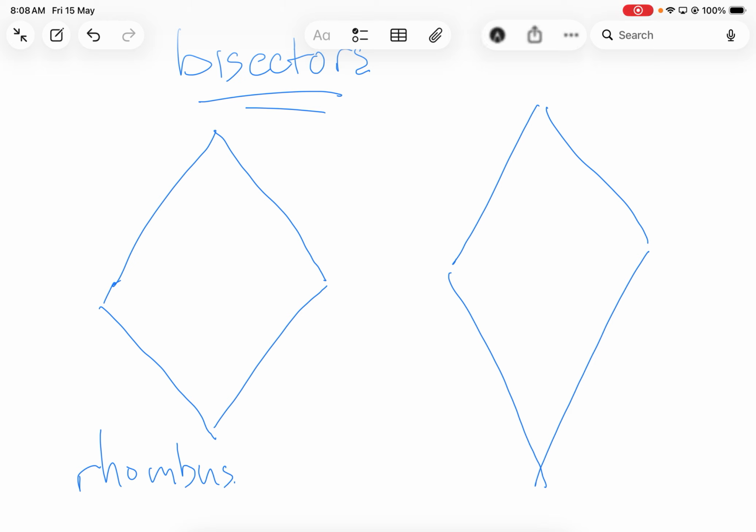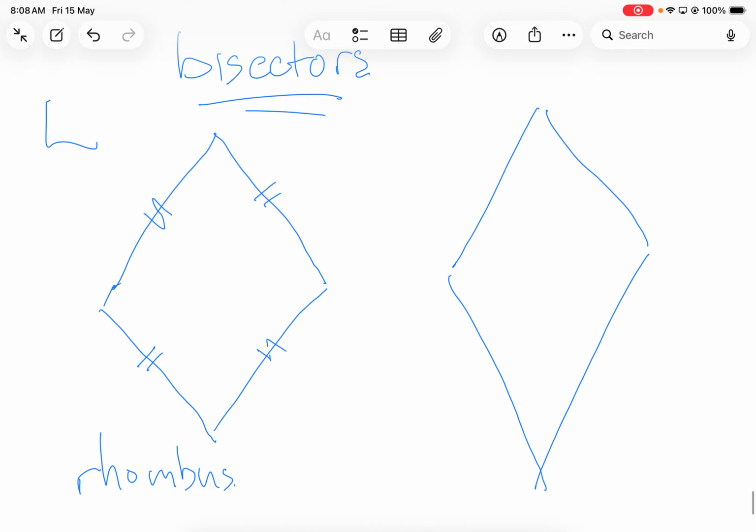Do you all still remember what a rhombus is? Rhombus, every side the same. Like a square, but a square is always 90 degrees. With a rhombus, the opposite angles are the same, but they don't need to be all the same. Okay? Stand properly.